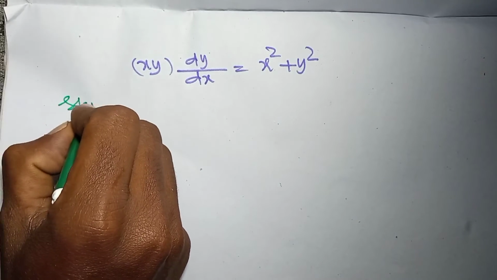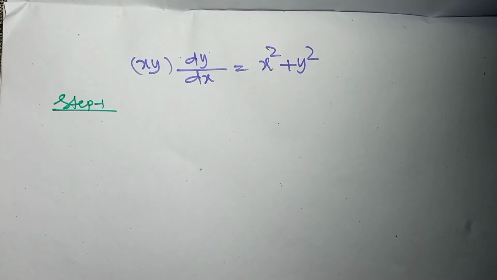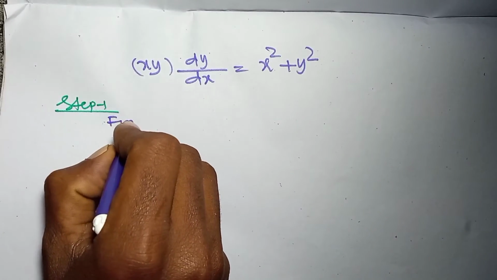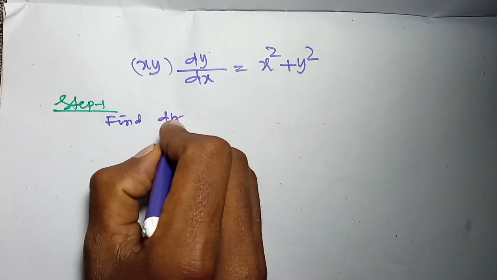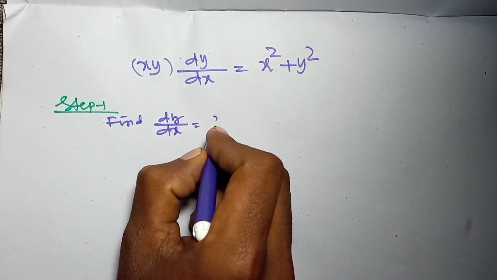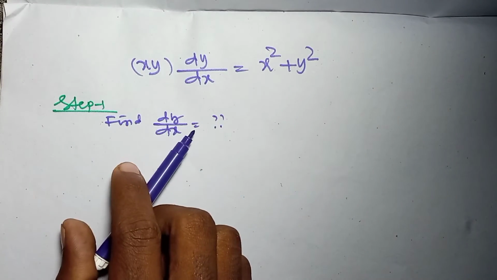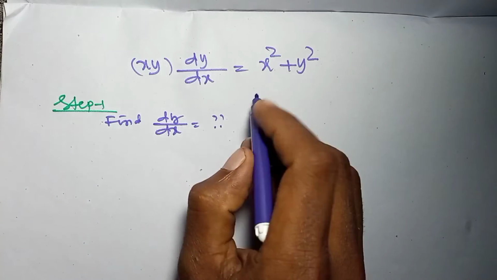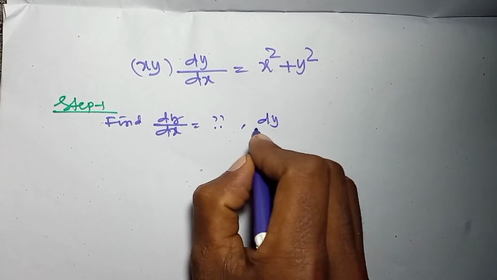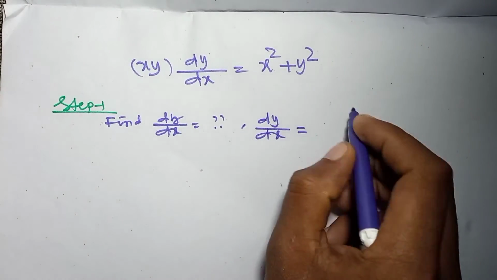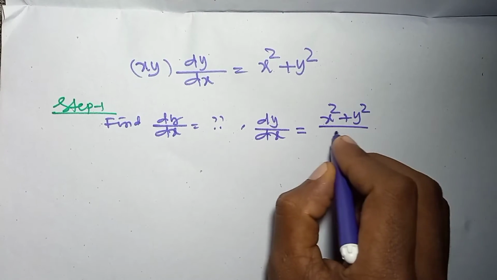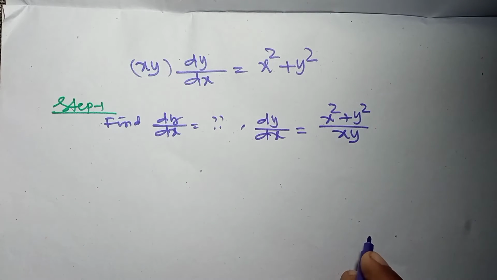Step number 1: I have to find dy by dx. Step number 1 says that you have to first find dy by dx. So from this equation, what will be dy by dx? Dy by dx will be equal to x square plus y square upon xy. And this will be your dy by dx.